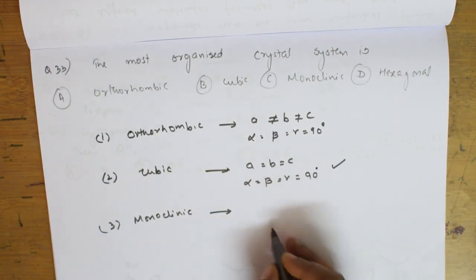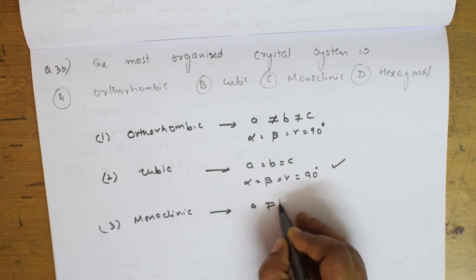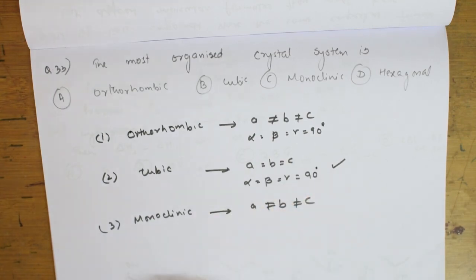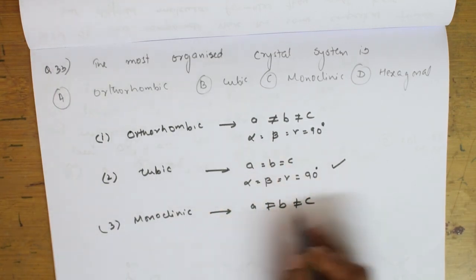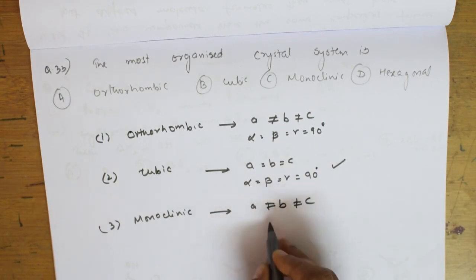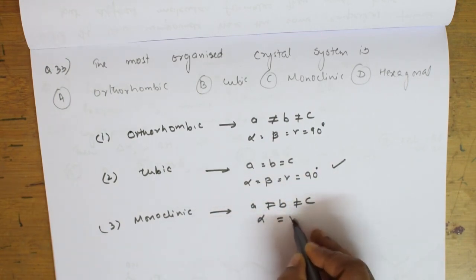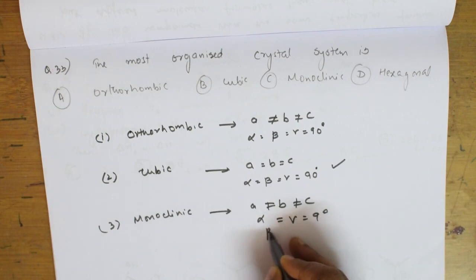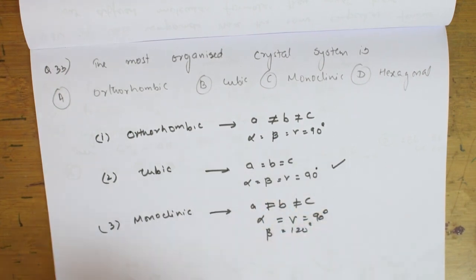Bravais lattices, here a is not equal to b, which is not equal to c. Again, it is not organized. Alpha is equal to gamma, which is 90 degrees. Now beta is again 120 degrees. Is it organized? Not organized.